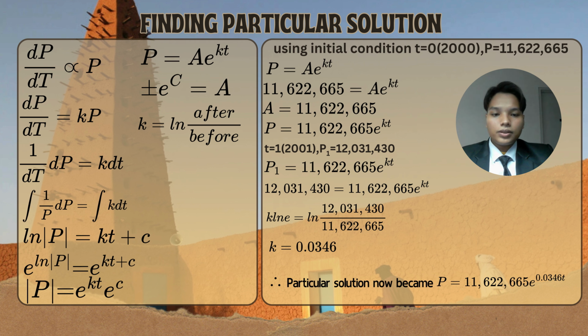Step 3, use the second data point at t equals 1 and P equals 12,031,430. By inserting the data into the previous equation, dividing both sides and taking the natural log, we get k equals ln(12,031,430 over 11,622,665), which equals 0.0346. This gives us the particular solution where P equals 11,622,665 times e^(0.0346t).